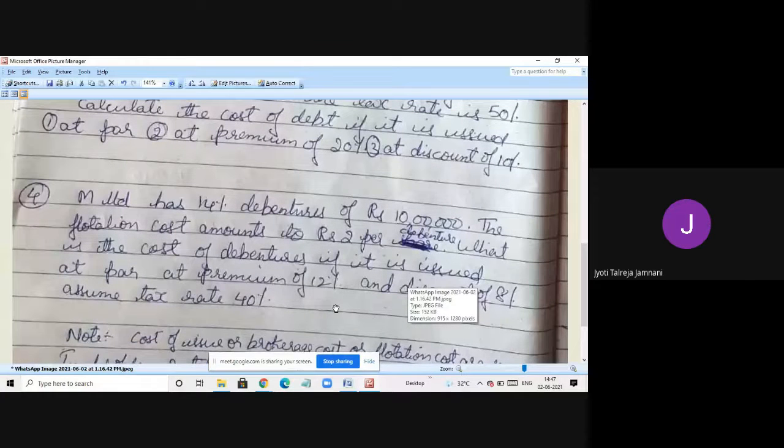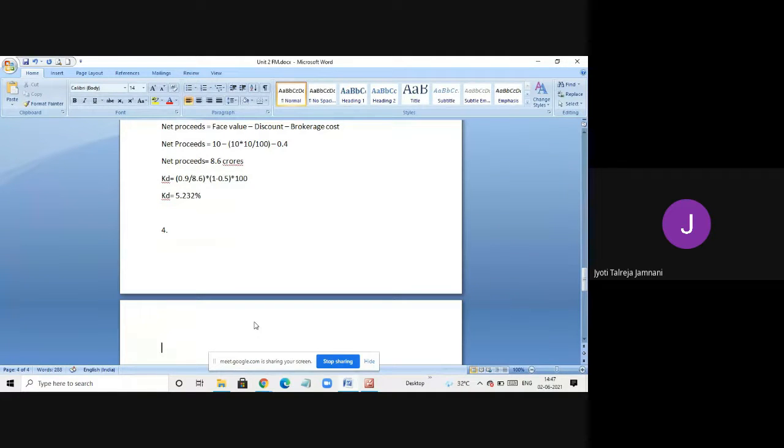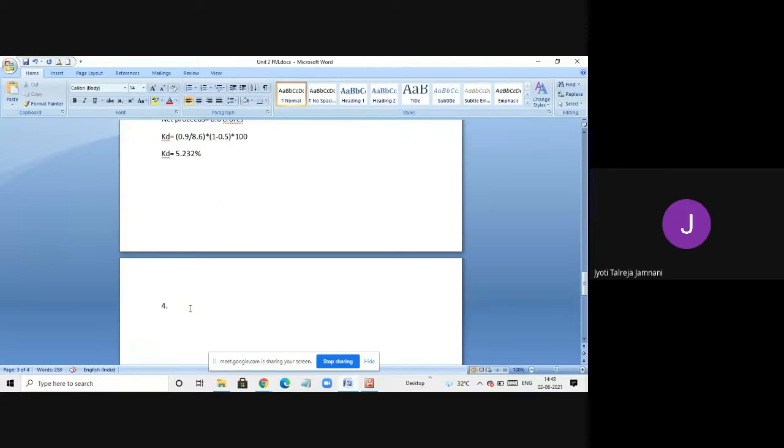M Limited has 14% debentures of rupees 10 lakh. The flotation cost amounts to rupees 2 per debenture. What is the cost of debenture if it is issued at par, at a premium of 12%, and at a discount of 8%? Assume tax rate 40%. Okay, so we'll start. This is the fourth sum. It's a little different than the usual, so just concentrate. No major changes, but there are changes.